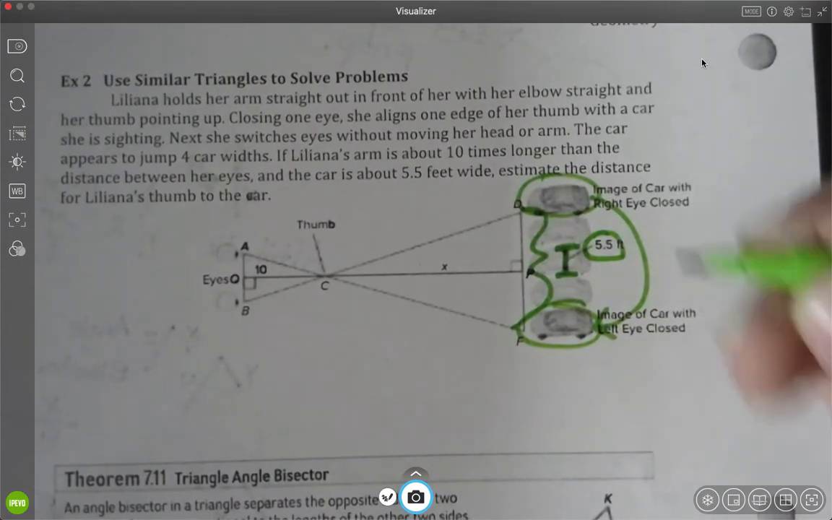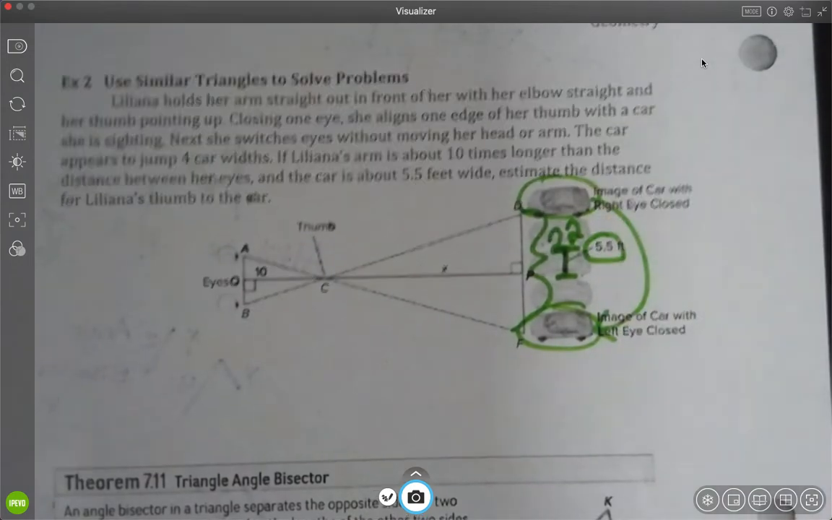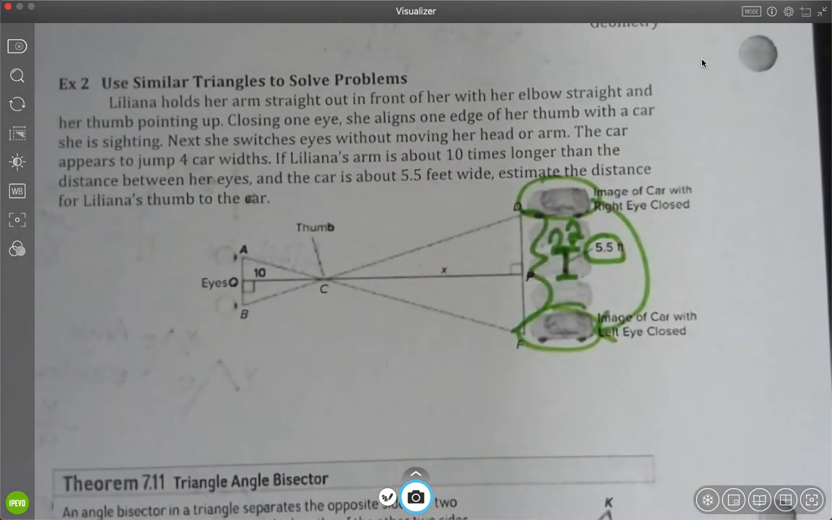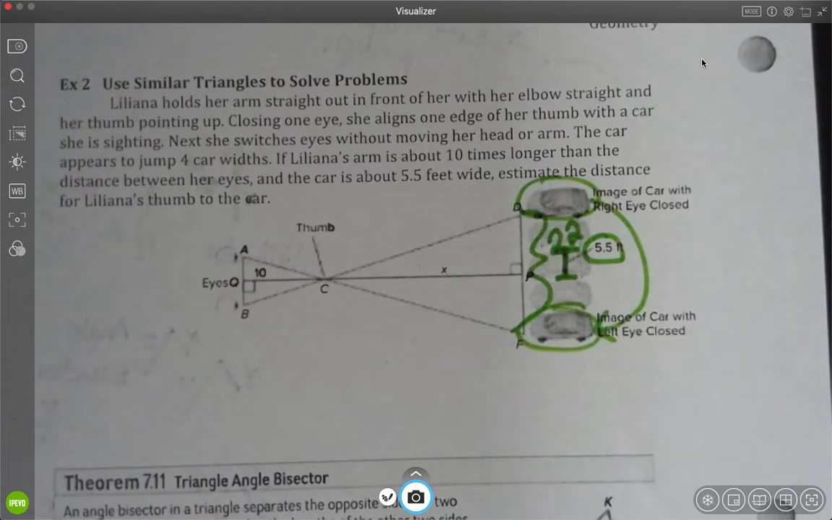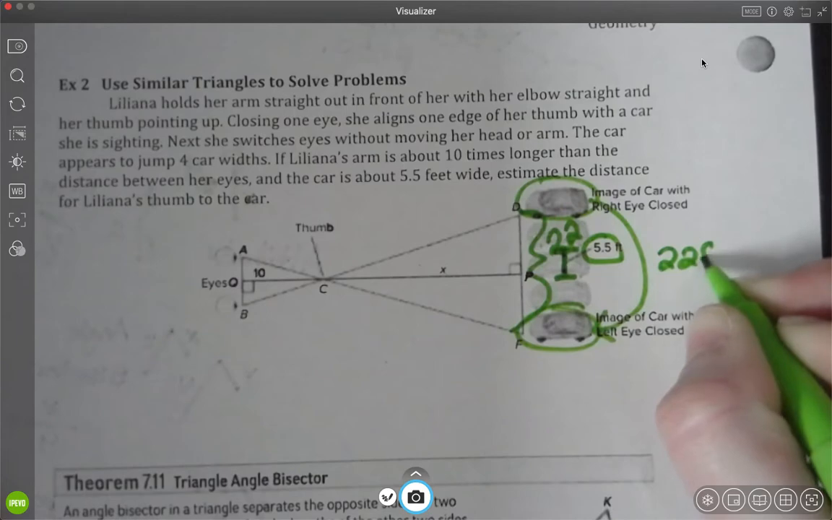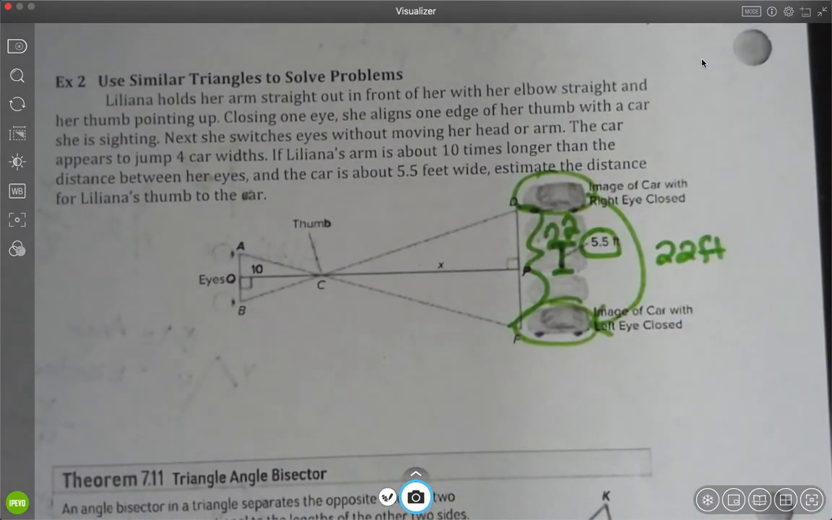22. 22, okay? 5 times 4 is 20. Half of 4 is 2, so 20 plus 2 is 22. So from here to here is 22, yeah? 4 car lengths, and each car length is 5.5. So 22 feet is how far it is jumping, the one car jumping to the other car.